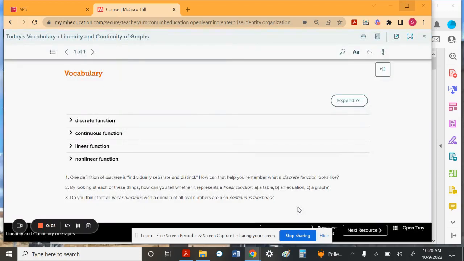We are starting lesson 3, and this is going to be dealing with linearity and continuity of graphs. So we'll see what linear equations look like versus nonlinear, and then graphs that are continuous, discrete, or neither. So we'll see that in here. So we have a discrete function, a continuous function.